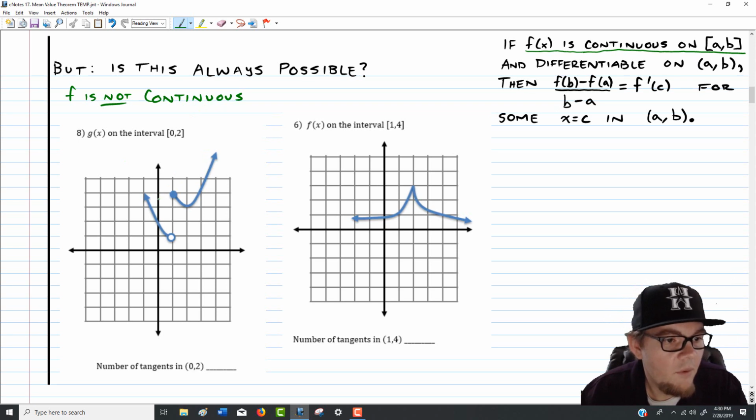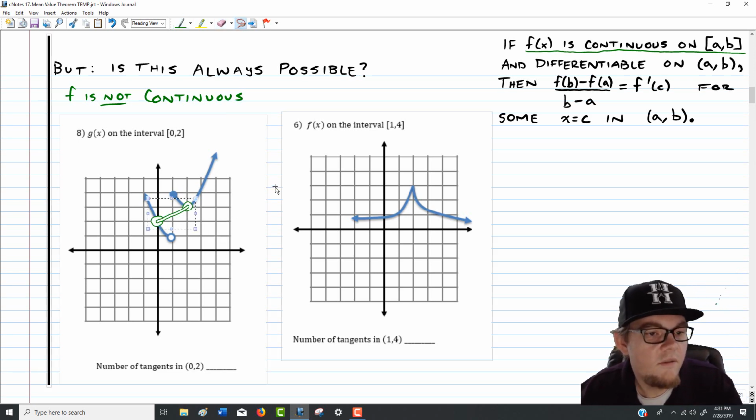Well, in this particular example, we're using 0 to 2. So I'm going to mark them on our picture. Hopefully that green is visible enough for you. So right there is the tangent line that we're guaranteeing the existence of.